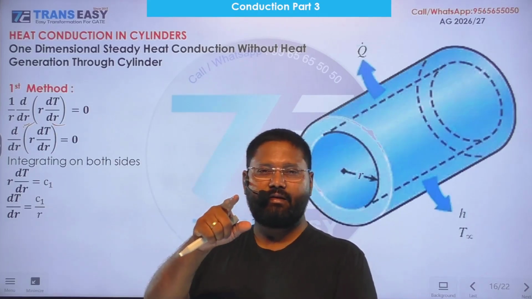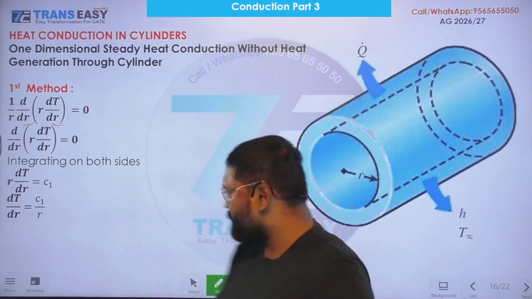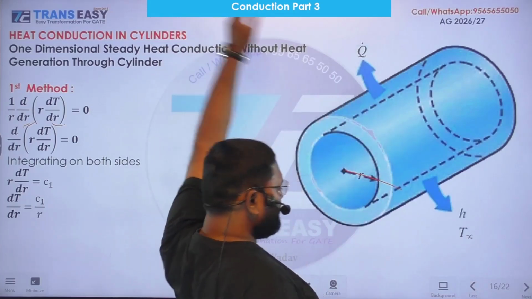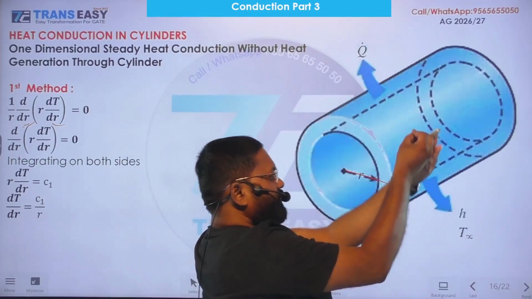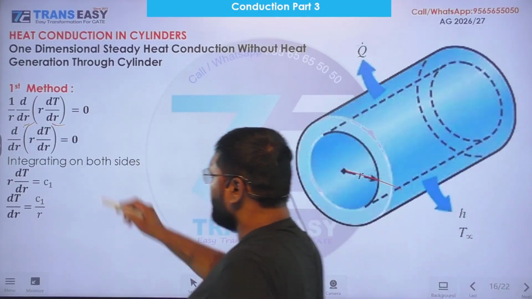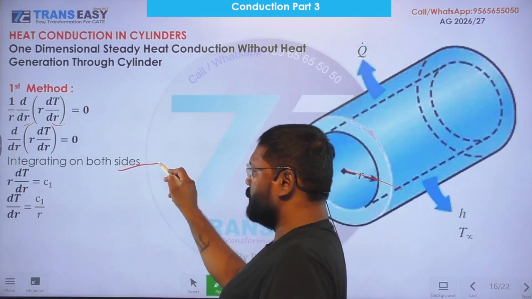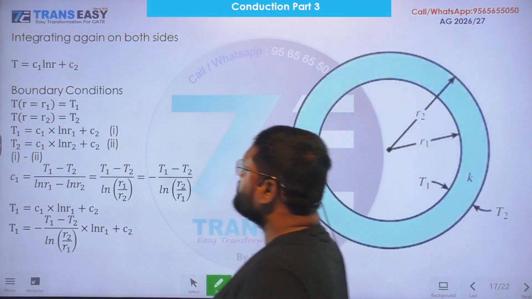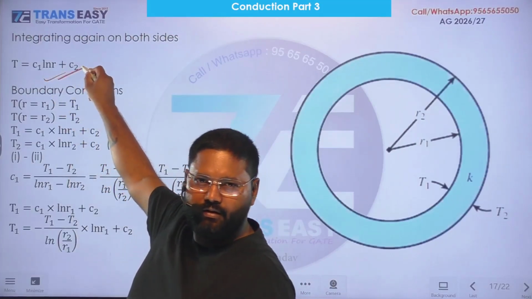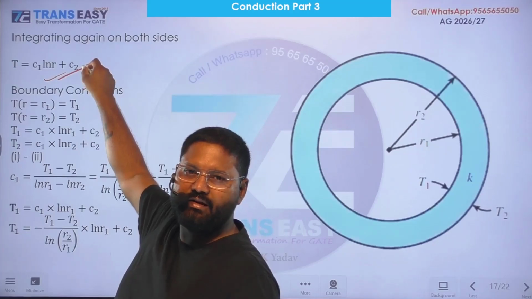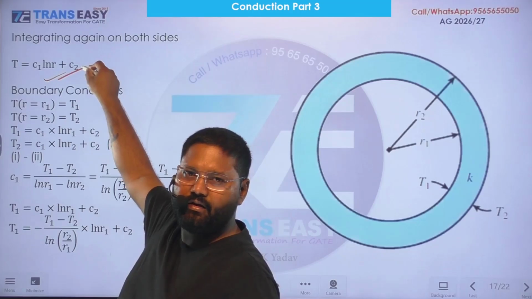So what is the direction of heat transfer? Radial direction. For a cylinder, heat transfers radially from the center outward. Integrating both sides two times, this is the general solution of this one-dimensional steady-state heat conduction without internal heat generation through a cylinder.